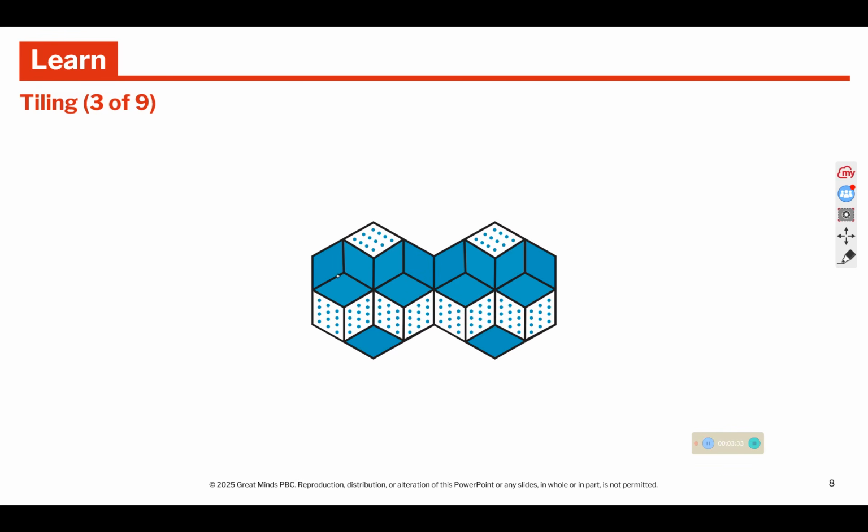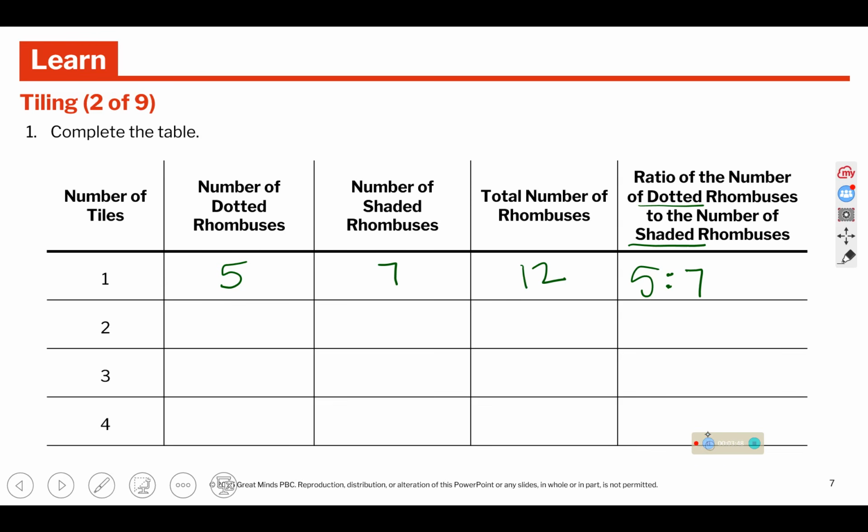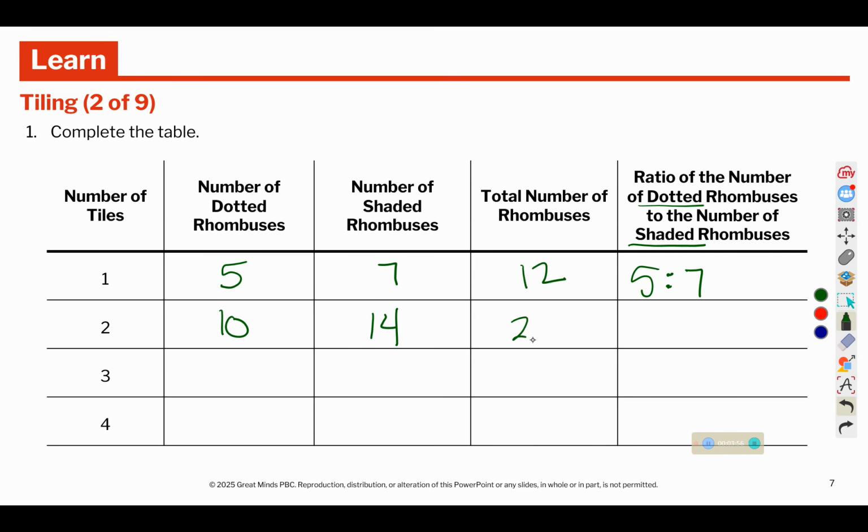Here we have 1, 2, 3, 4, 5, 6, 7, 8, 9, 10 dotted, and 3, 6, 9, 12, 13, 14 shaded. So 10 dotted, 14 shaded. If we add those together, 10 plus 14 is a total of 24. Then we write the ratio.